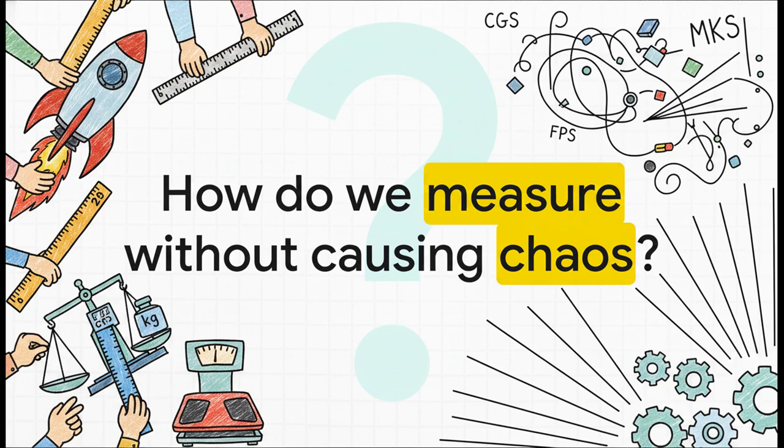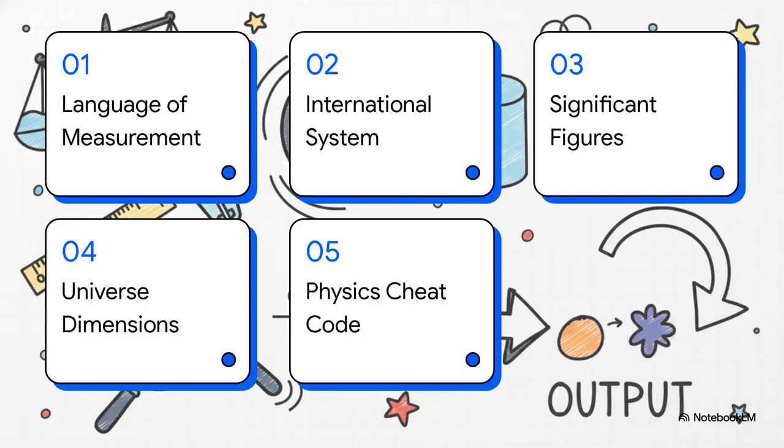And honestly, until quite recently, that is exactly how science operated. We had all these scattered systems like CGS, FPS, and MKS making collaboration a total nightmare. We desperately needed a universal standard. So, to solve that problem, here is our agenda for today. We'll be looking at the language of measurement, the international system, mastering significant figures, the dimensions of the universe, and finally, my absolute favorite, the physics cheat code.